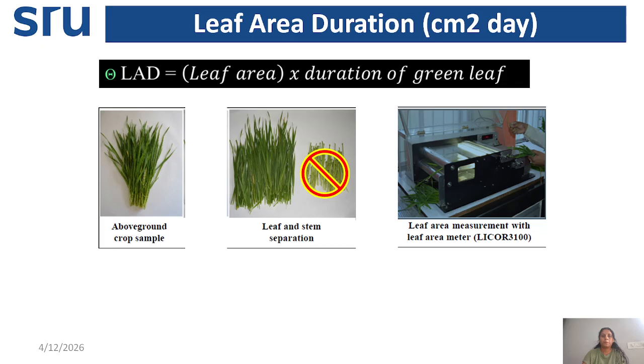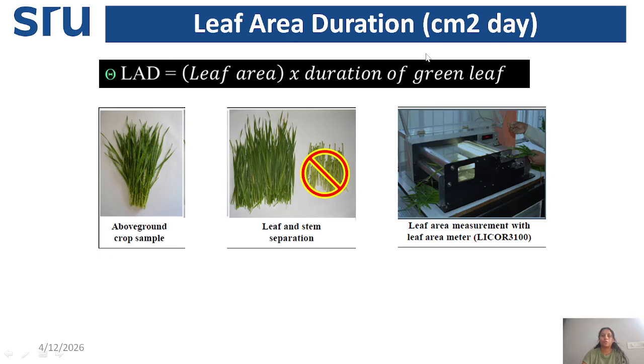And another parameter is leaf area duration. How many days it maintains healthy leaves, that you can know by using leaf area duration. So its unit is centimeter square into day. Here you need to multiply the leaf area with the duration of the green leaves. That means how many days it maintains the specific optimum leaf area will give you the leaf area duration.